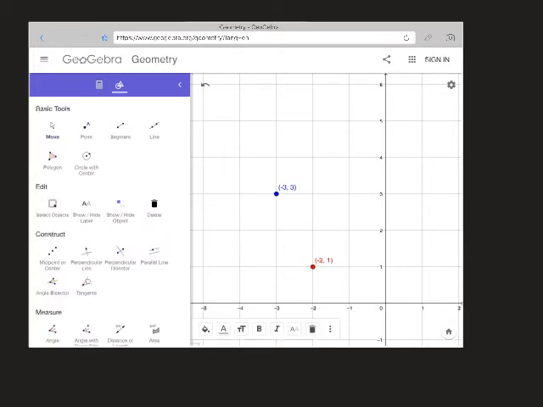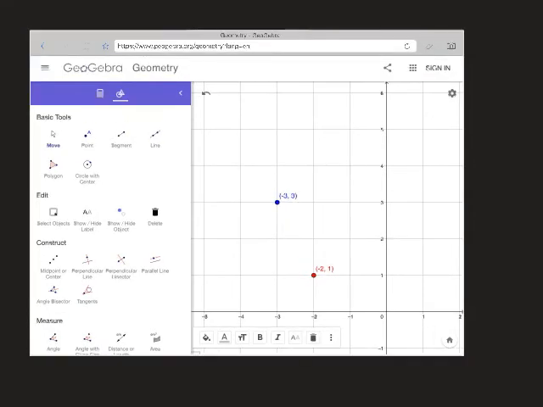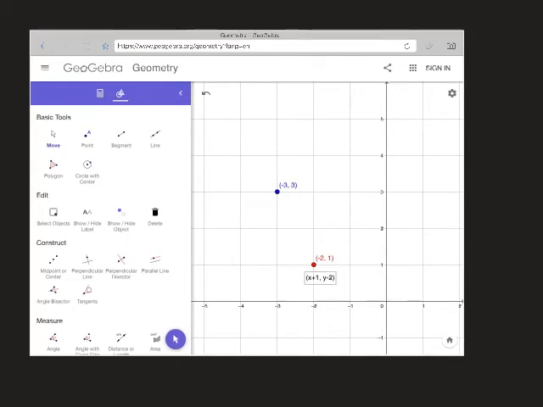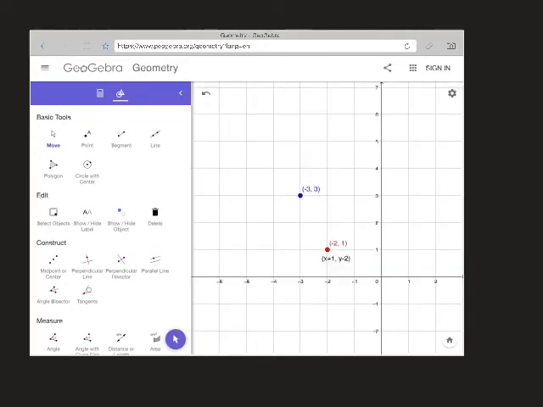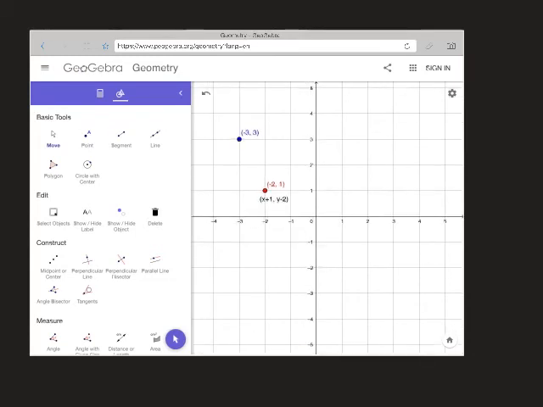What about a translation down and a translation to the right? Stop and think, what would that notation look like? If you said x plus 1, y minus 2, you'd be correct. We had to go to the right 1 unit, which changes the x value, and down 2 units, which changes the y value.